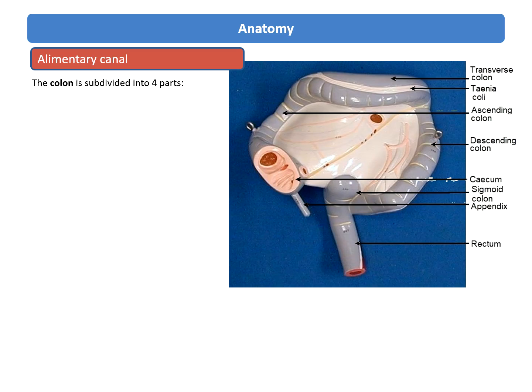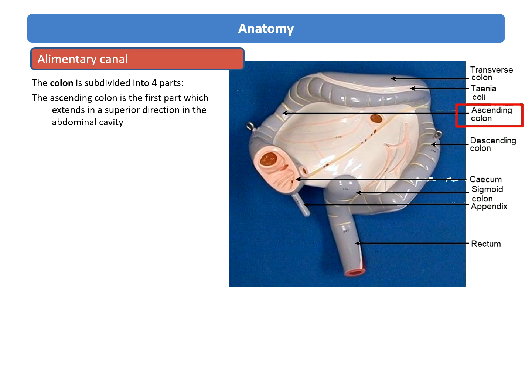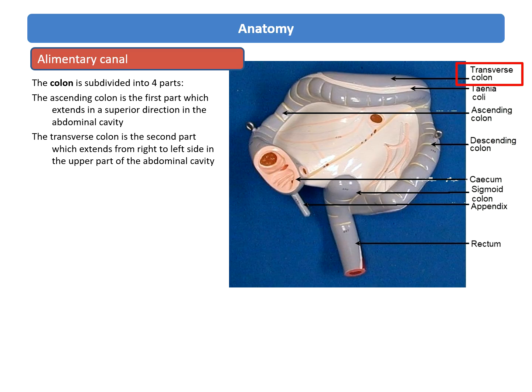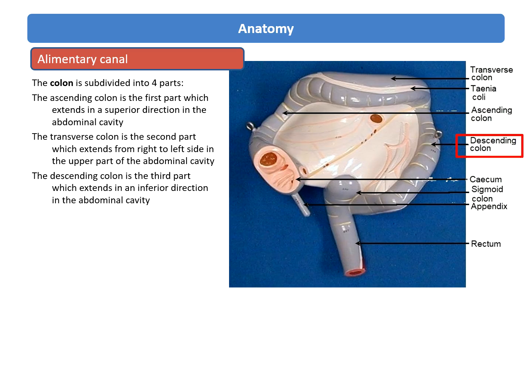What about the 4 parts of the colon? The ascending colon is the first part, which extends in a superior direction in the abdominal cavity. Transverse colon is the second part. It extends from the right side to the left side in the upper part of the abdominal cavity.